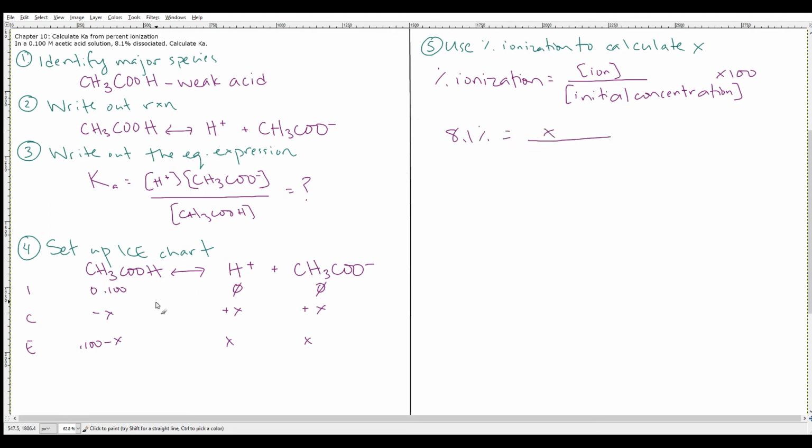And my initial concentration of acetic acid, the original compound, is 0.100. So I end up with X is equal to 0.0081 molarity. I can use that to get all of my different concentrations that I can then plug into my Ka. So I know X is equal to H+, which is 0.0081. I know that CH3COO minus is also equal to X, so 0.0081.